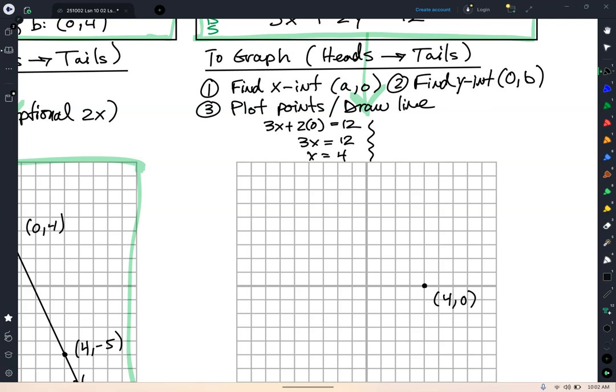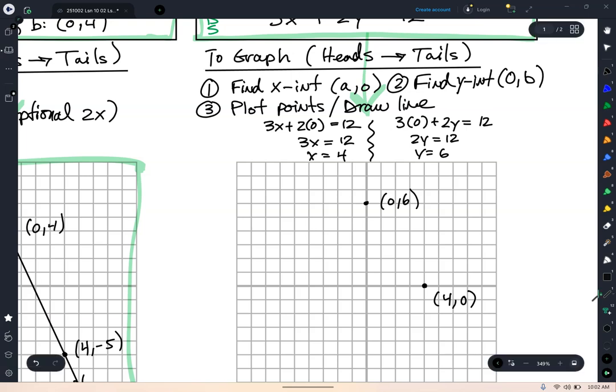Then for the y-intercept, that's where x is equal to 0. So I do 3 times 0 plus 2y is equal to 12. That gives me 2y is equal to 12 and y is equal to 6. So my y-intercept is 0, 6. I go 1, 2, 3, 4, 5, 6 and put a point up here. Now that I have 2 points, I can draw my line, because as we learned in geometry, we only need 2 points to draw a line.